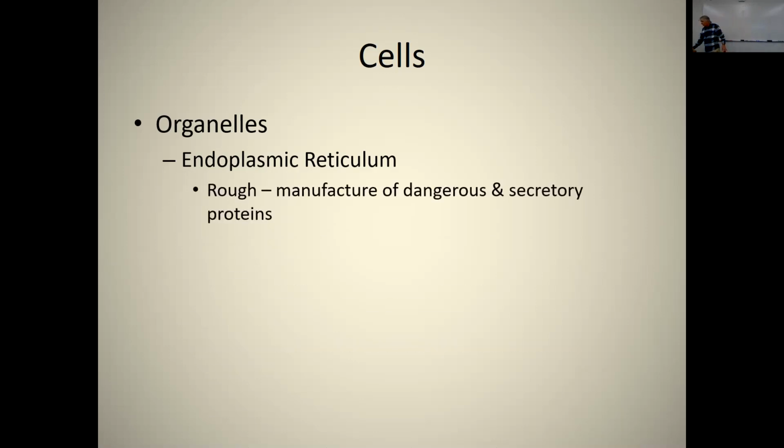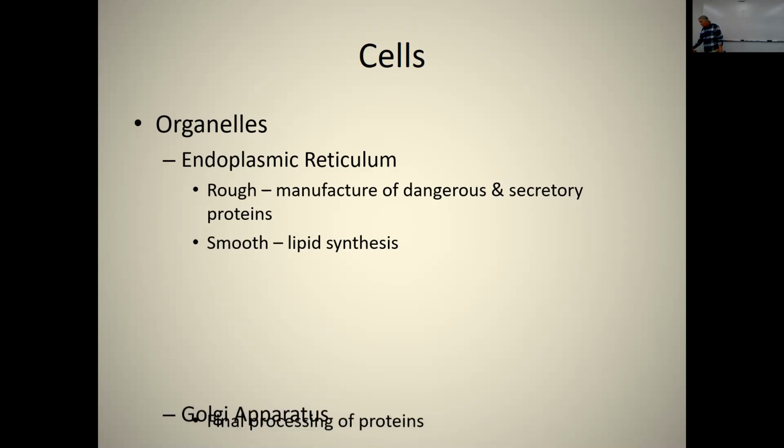So rough manufactures dangerous and secretory proteins. Dangerous proteins would be proteases, enzymes that chew up proteins. These are made in an inactive state and have to be turned on when they're exocytosed, when they're pushed out of the cell. Smooth is lipid synthesis.